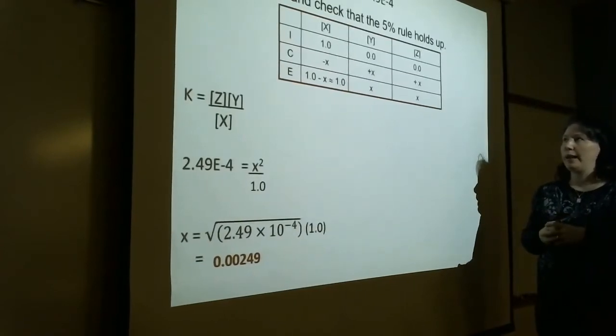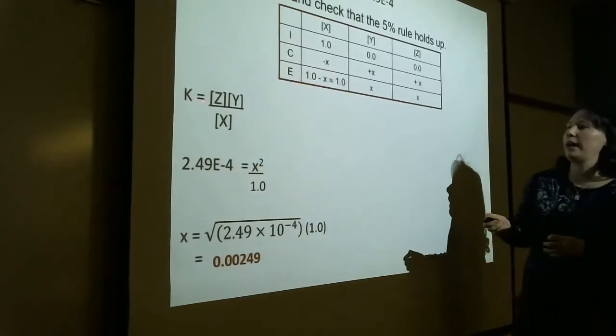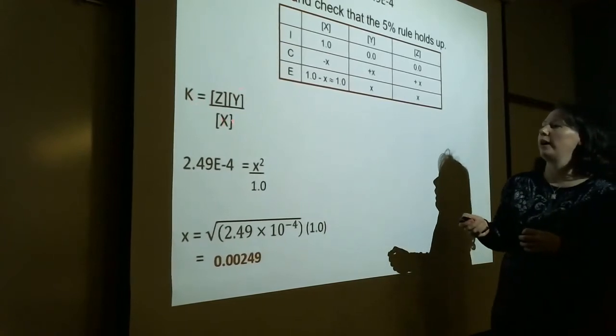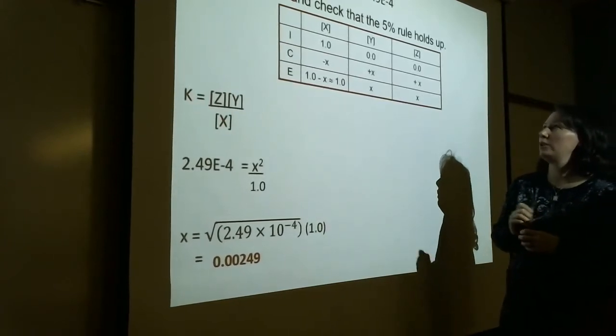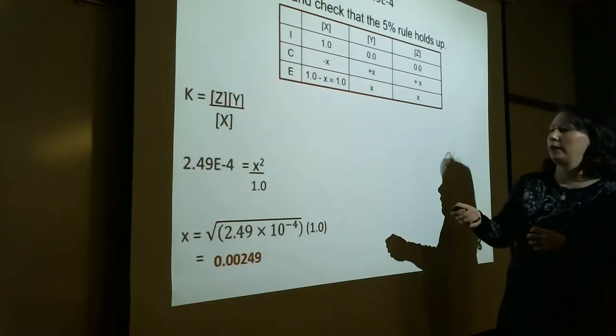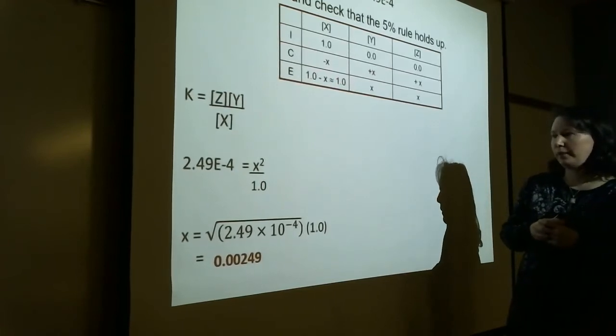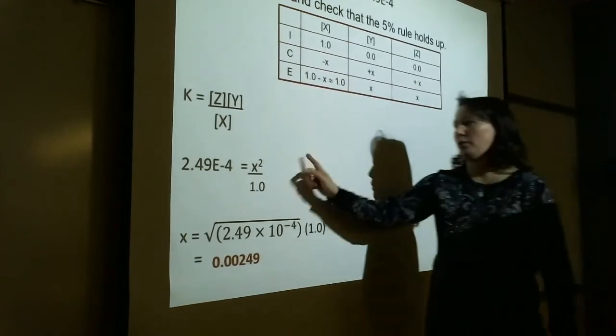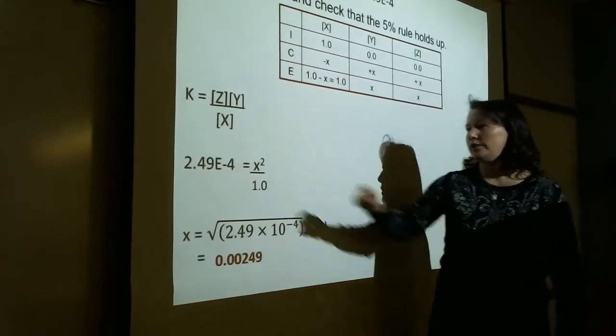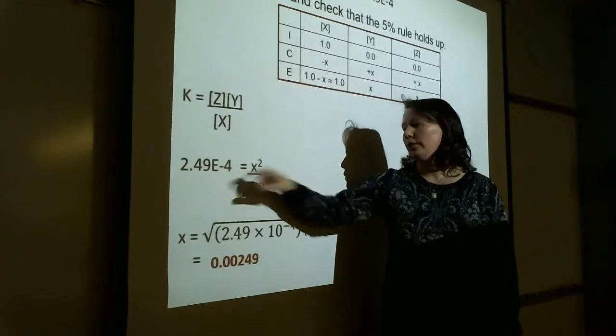Now we're going to do the math, right? K is equal to Z times Y over X, yes? So X and X go right there, and 1 goes right there. So we do some rearranging, multiply by 1, multiply by 1. X squared is equal to 2.49 times 10 to the negative 4th.